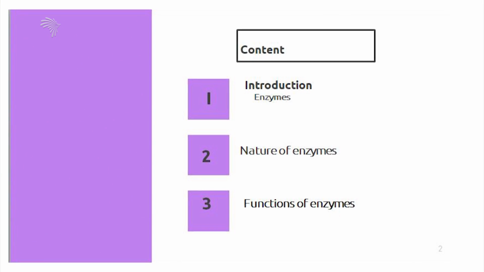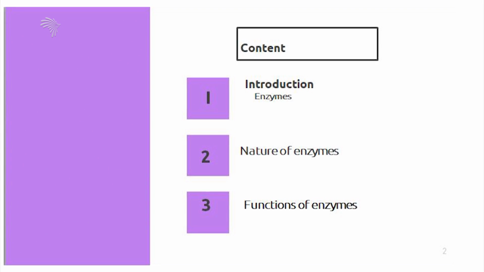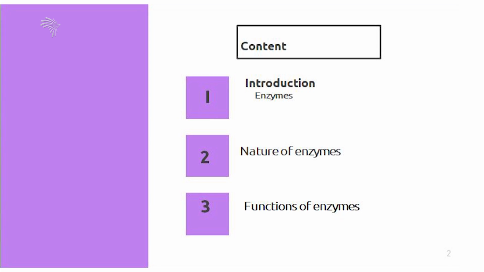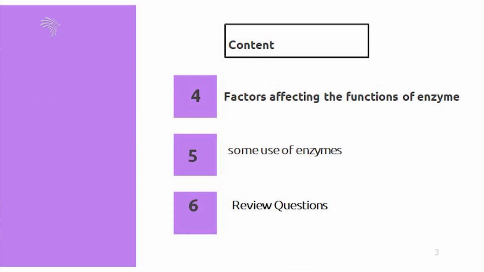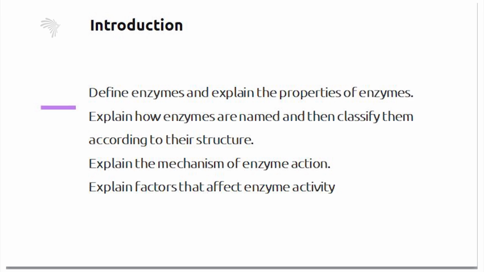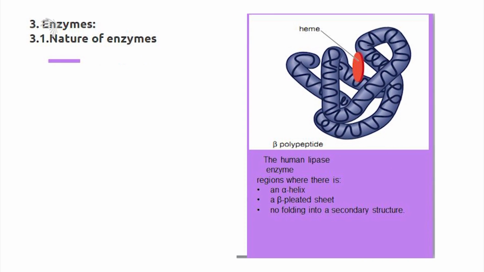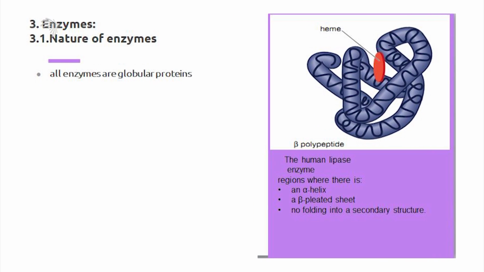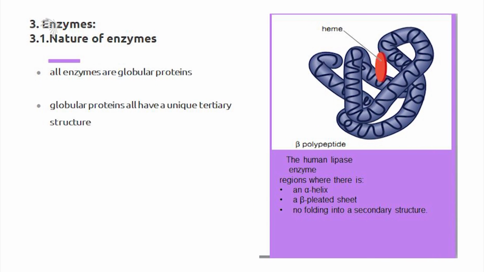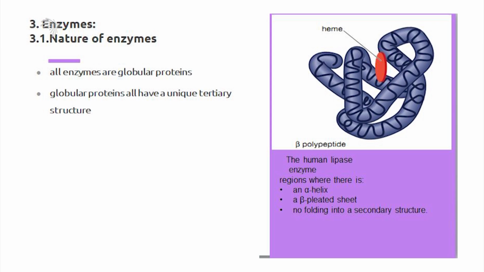In today's lesson, there are three main contents: the nature of enzyme, functions of enzyme, and factors affecting functions of enzyme. Start with the nature of enzyme. As you know, enzymes are globular proteins. All enzymes are globular proteins. Globular proteins all have a unique tertiary structure.